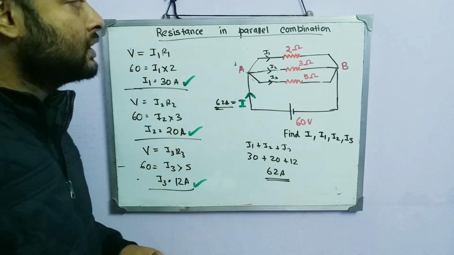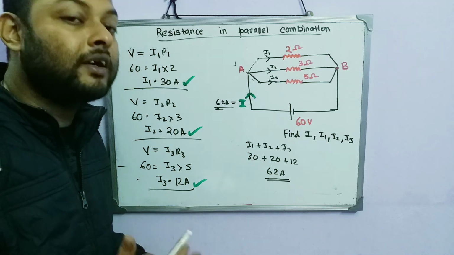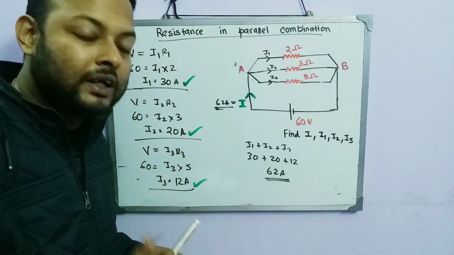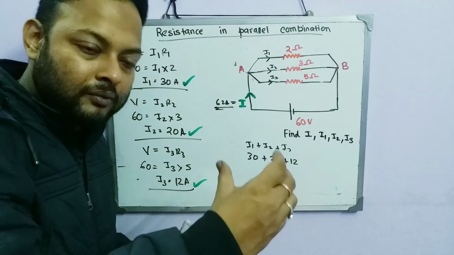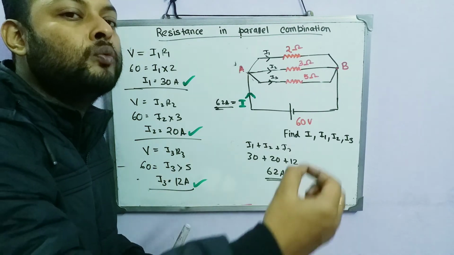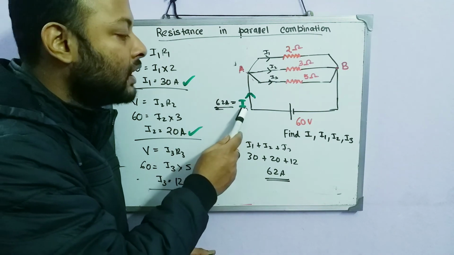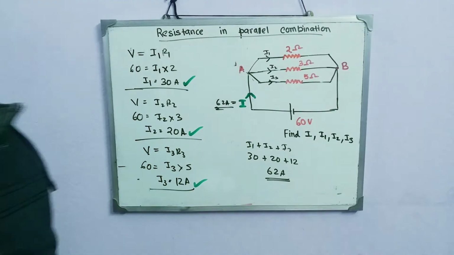So in parallel the current gets divided, and in series it is the potential which gets divided. So you have to remember, in series potential gets divided, that V becomes equal to V1 plus V2 plus V3, and in parallel the current gets divided. This current I becomes equal to I1 plus I2 plus I3.